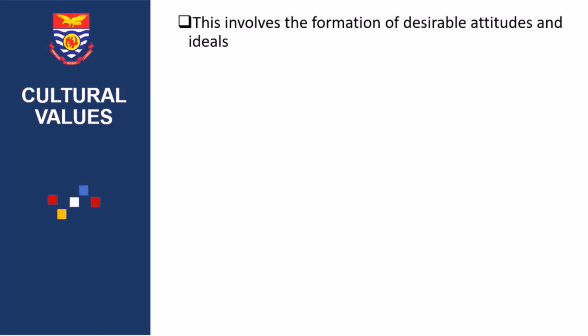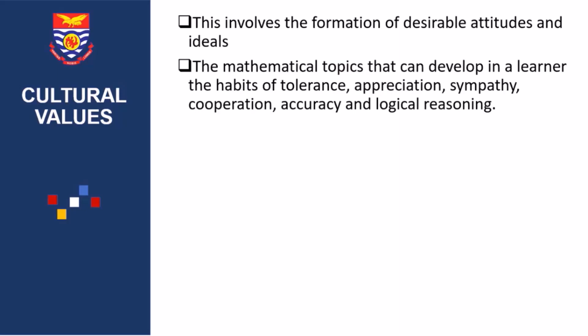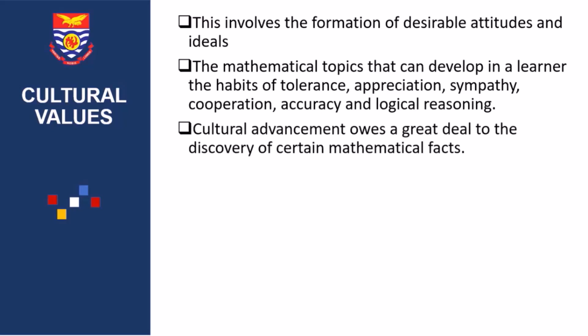The last one is cultural values. This involves the formation of desirable attitudes and ideals. So the mathematical topics that can develop in a learner the habits of tolerance, appreciation, sympathy, cooperation, accuracy, and logical reasoning are the aspects of mathematics that cultural values can be derived from. So all these things, tolerance, appreciation, sympathy, all these things are cultural values, and we can get this from some content areas in mathematics. Cultural advancement owes a great deal to the discovery of certain mathematical facts.